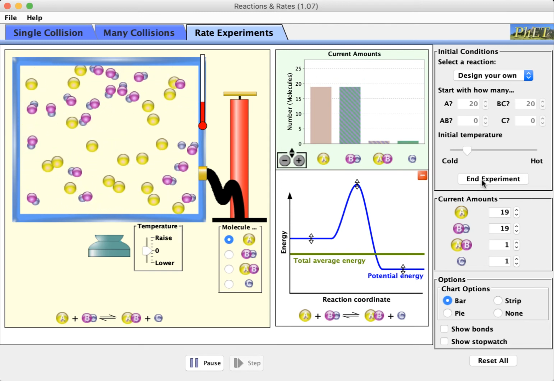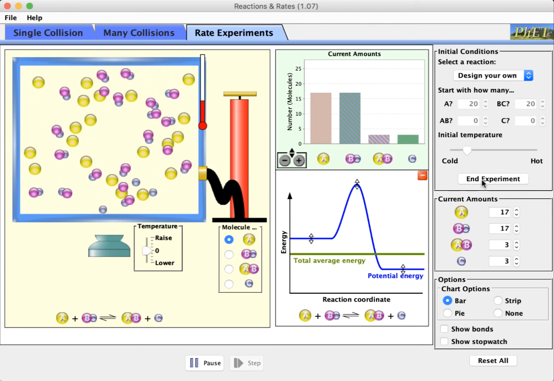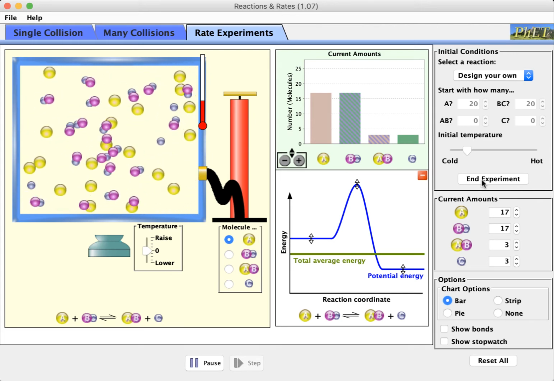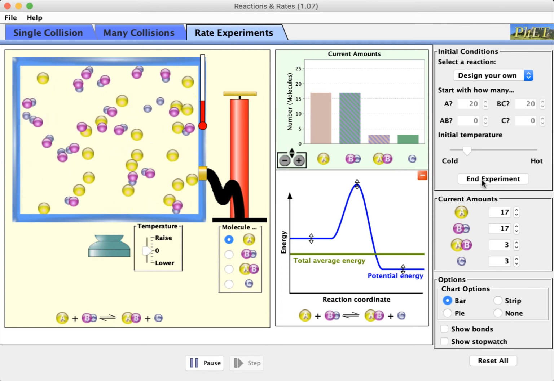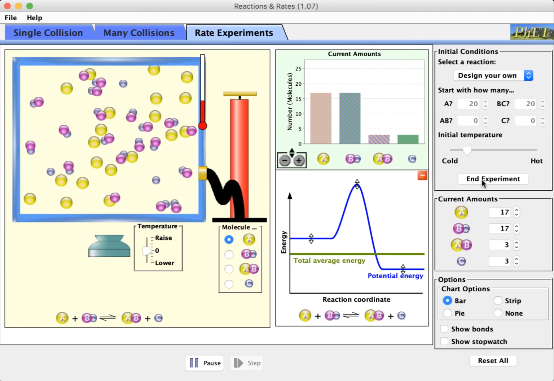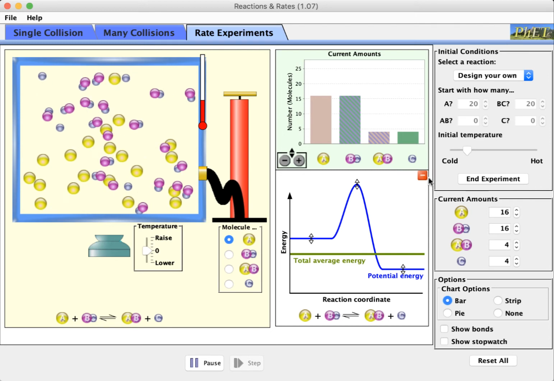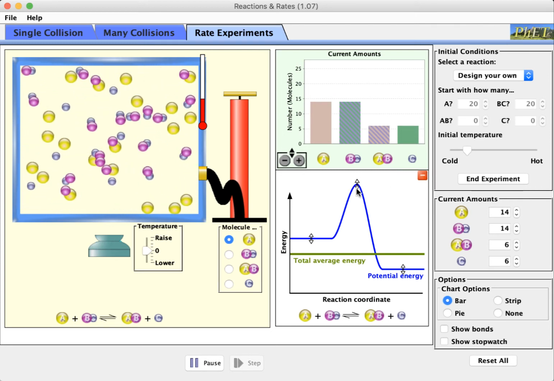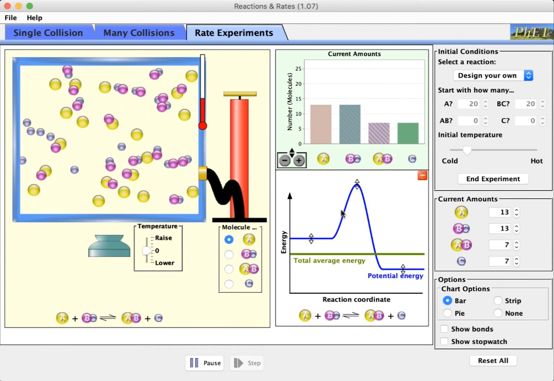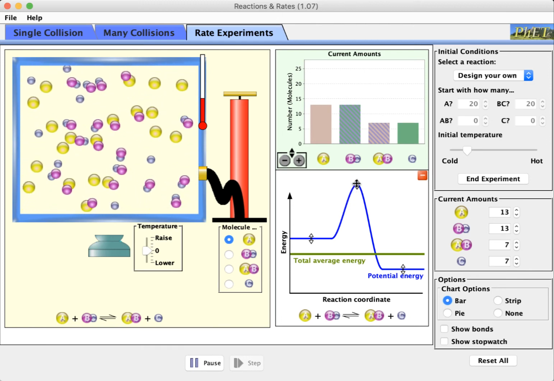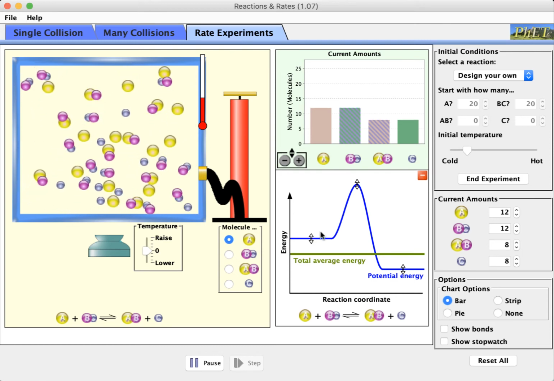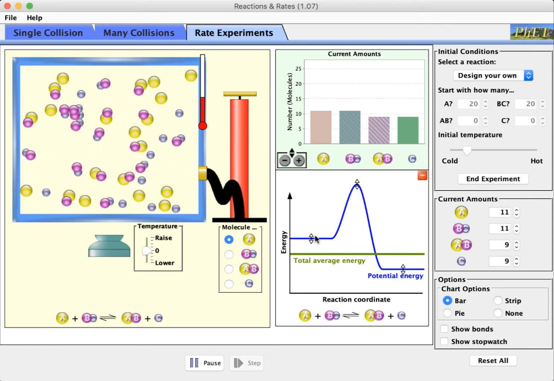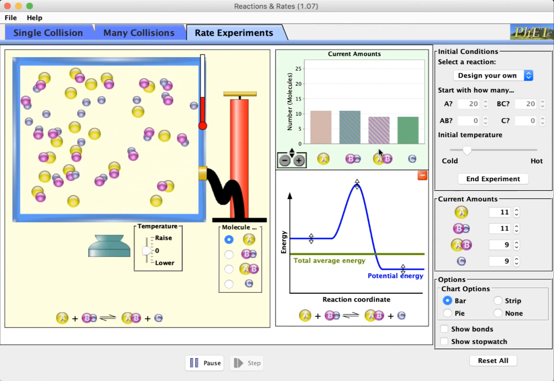1, 2. There you can see already, without me having to count, that the rate is much slower because it's much more difficult for the collisions to be effective because the activation energy is higher. This is the effect that adding an inhibitor would have on a system. An inhibitor effectively raises the activation energy, makes it less likely for each collision to be effective, and therefore will slow down the overall rate of the reaction.